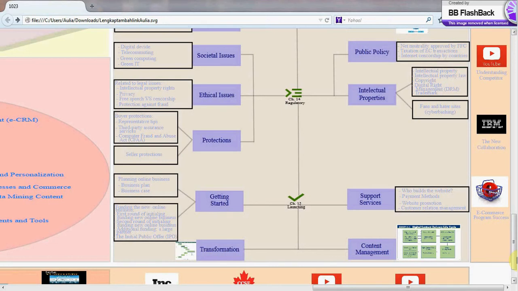And besides buyer protections, we have to think about seller protections. So we have to protect both of them, buyer and seller, to make secure e-commerce.